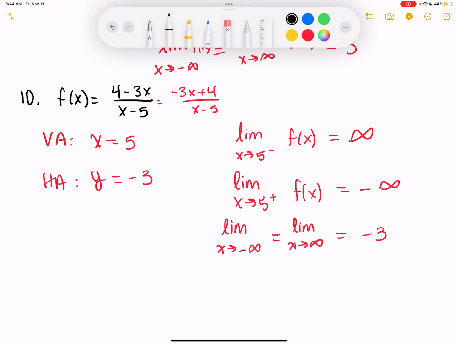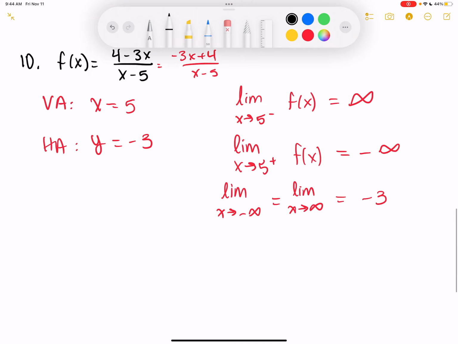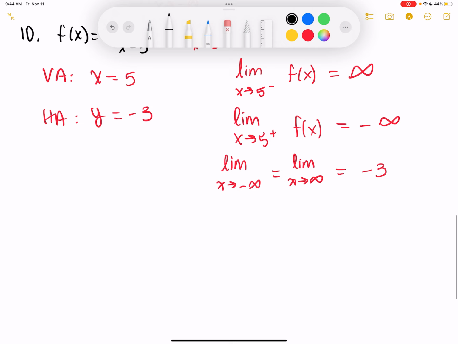Find the horizontal and vertical asymptotes. Use limits to describe the corresponding behavior. So number 20, f of x equals 3x squared over x squared plus 1.